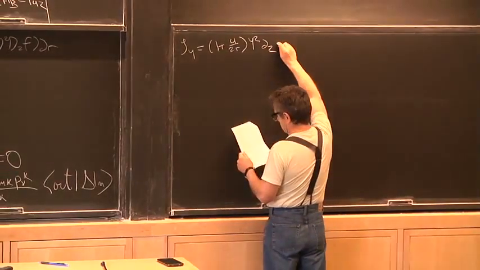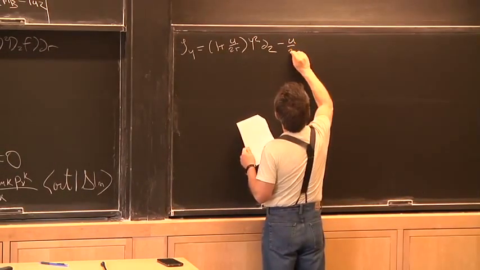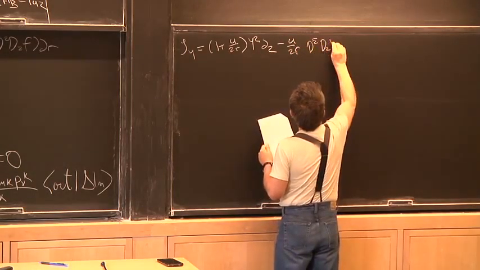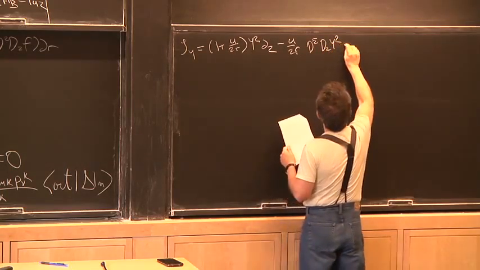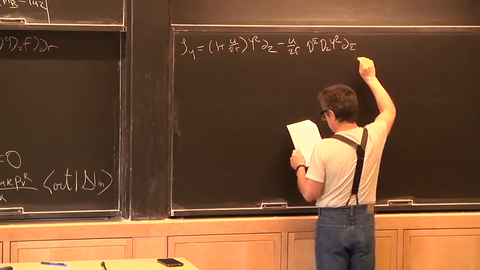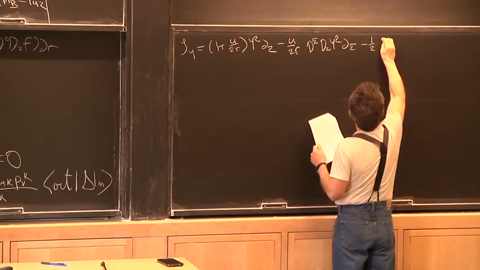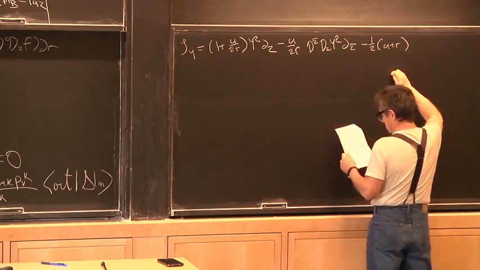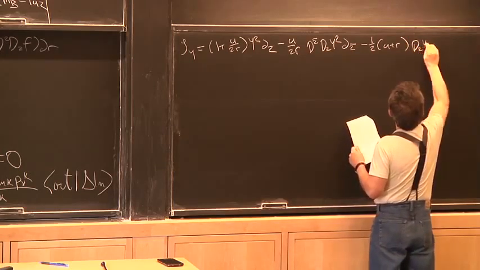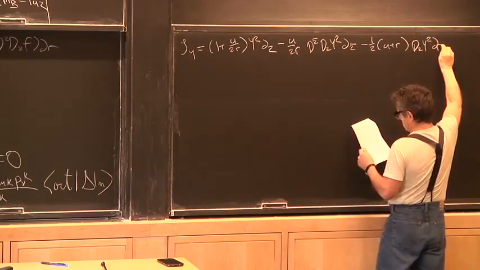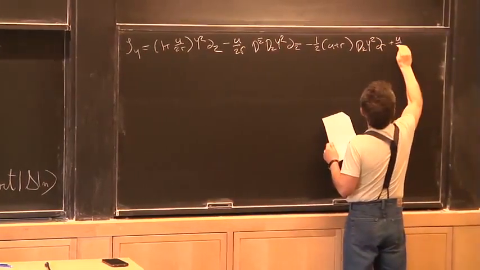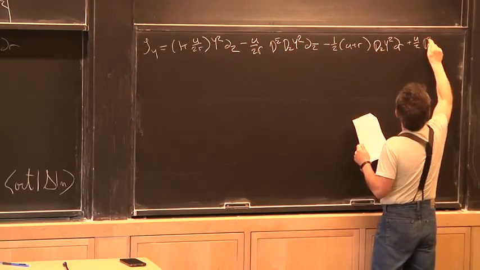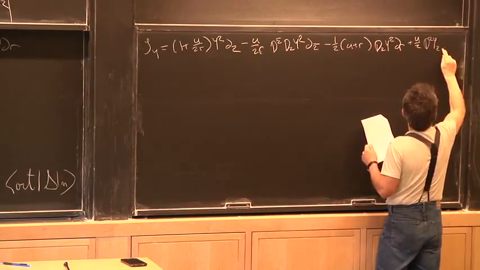y z dz minus u over 2r dz bar dz y z dz bar minus a half u plus r dz y z dr plus u over 2 dz y z du.